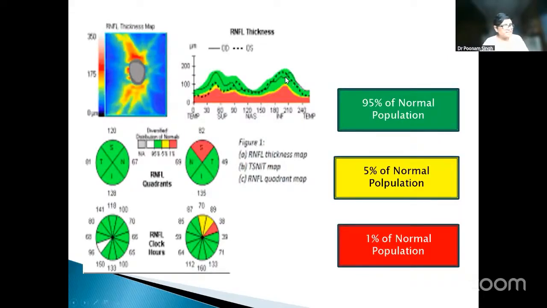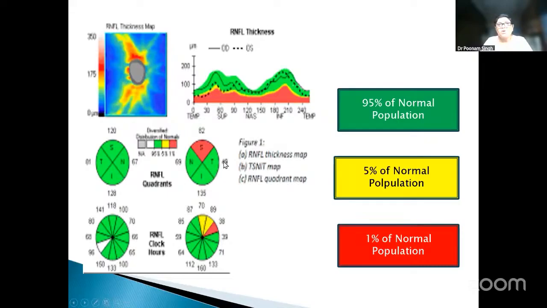Now, with this scan, these are the various RNFL scans which we see here. This is the RNFL thickness map. Then there is a TSNIT map and there is an RNFL quadrant map. Let us start from the quadrant map. One is the 12 clock hour quadrant map, where we see the thickness of the RNFL against each clock hour.